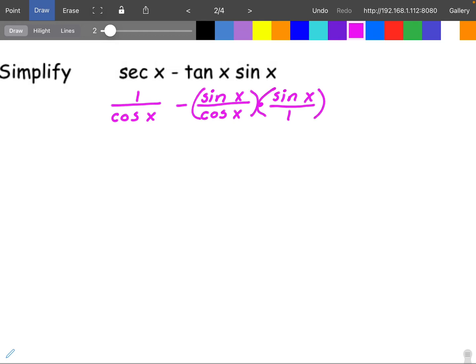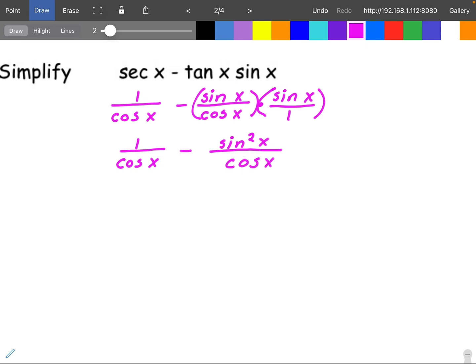So I have these two multiplied together, which means I can put them into a single fraction. So if I do that, I'm going to leave this first fraction the way it is, 1 over cosine x, but then I'm going to have minus, and I'm going to combine those two into one single fraction. So in the numerator, I have sine x times another sine x. Well, that's sine squared x. In the denominator, I have cosine x times 1. So that's just going to be cosine x.